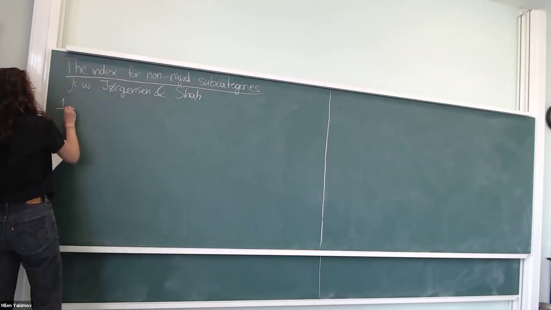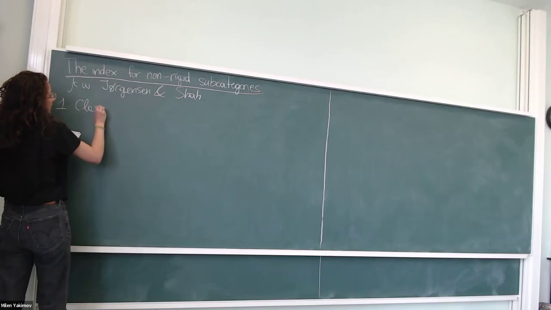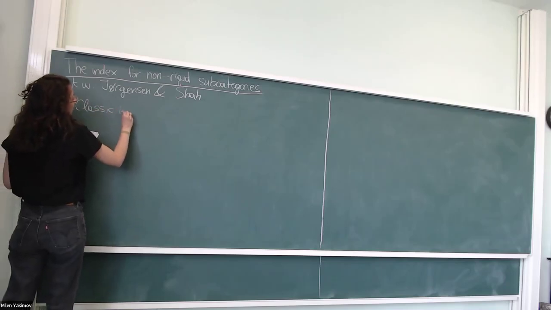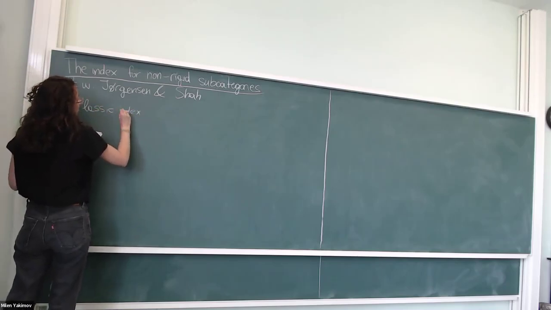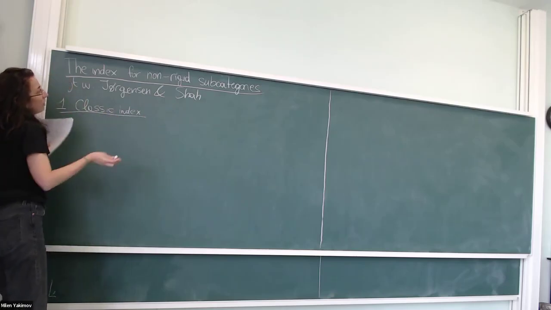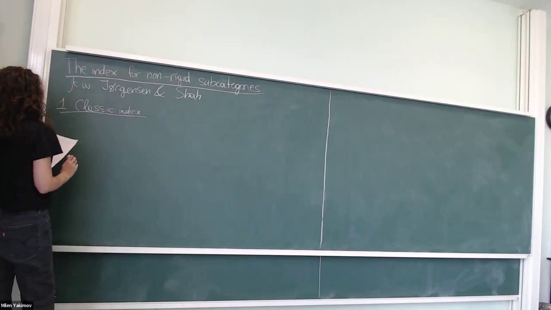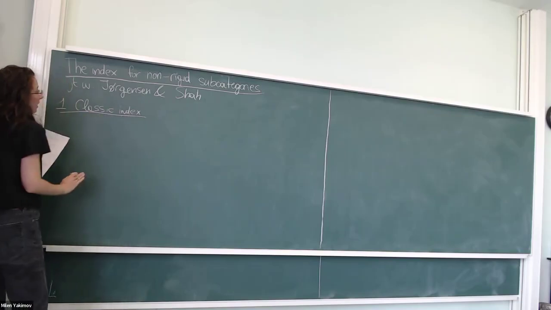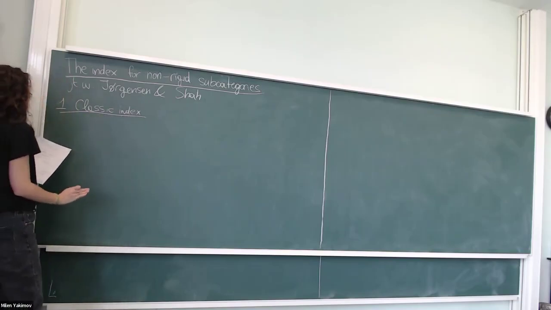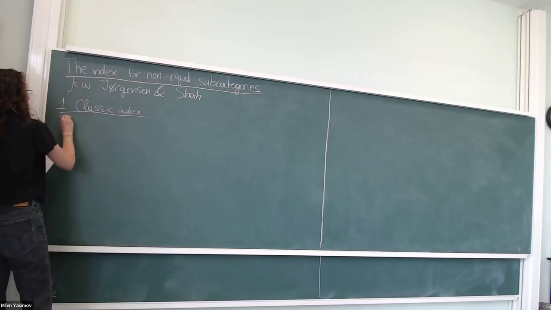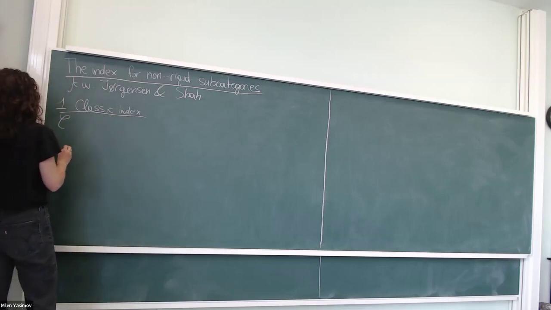So let's start with maybe the classic index. And our aim is basically to then take it with respect to more general subcategories. We'll see in what sense. So the classic index is some elements in some Grothendieck group. So let's maybe recall what these are.